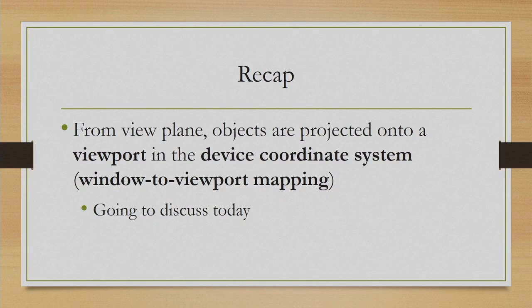There is a third stage in which we perform a mapping or transformation, that is from the view plane we map this to a viewport which is defined on the device coordinate system. This is called window to viewport mapping, where window is on the view plane and viewport is on the device coordinate system. And this third stage we are going to discuss today.